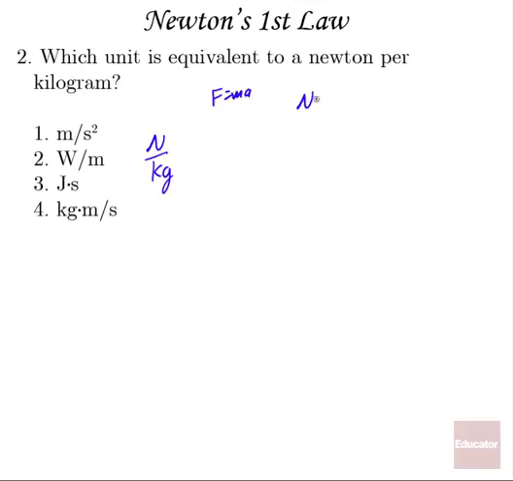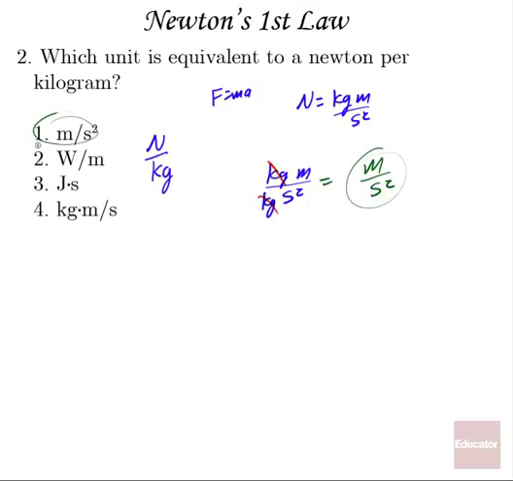So a Newton must be equal to the units of mass, a kilogram, and acceleration, a meter per second squared. So a Newton per kilogram would be a kilogram meter per second squared, and I've got to divide the kilogram. Kilograms will make a ratio of 1, and I'm left with a meter per second squared. Answer 1.